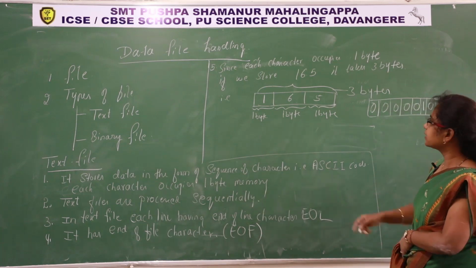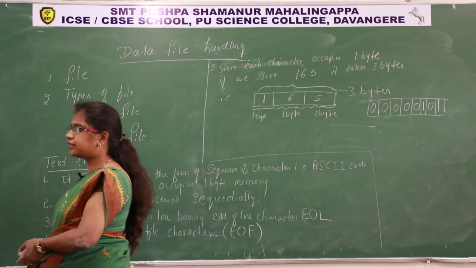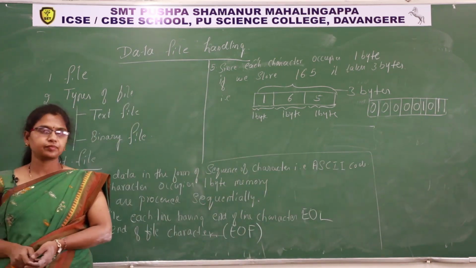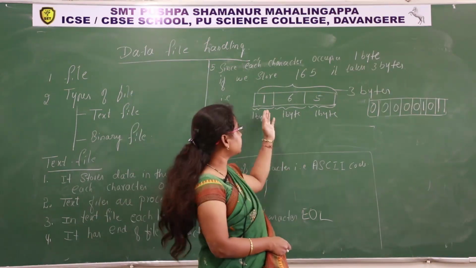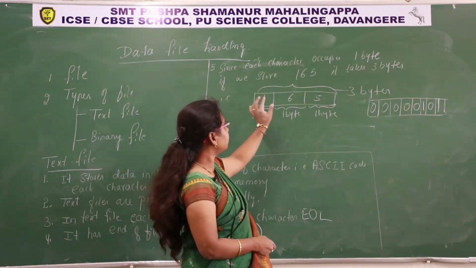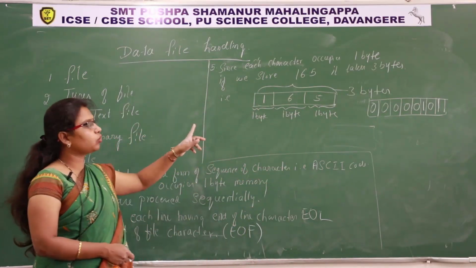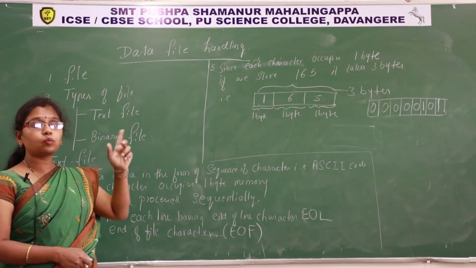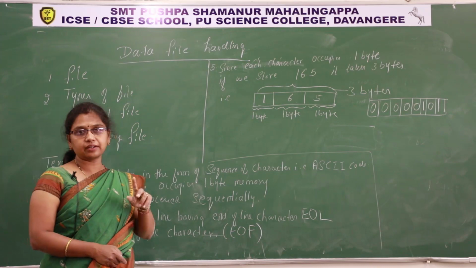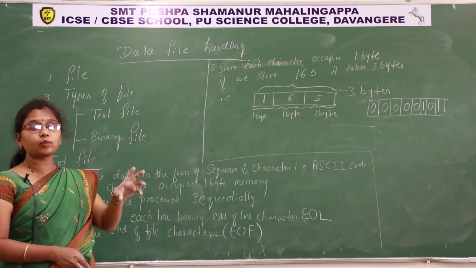Okay, so it is an integer. 165 is an integer. You all know integer takes 2 bytes, but in text file, though it is an integer, it takes 3 bytes because each and every digit is considered as a character and one character occupies 1 byte. That's why text files requires more memory than binary files. So the data which is stored in the text file, it requires more memory.